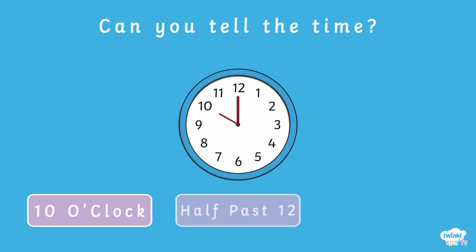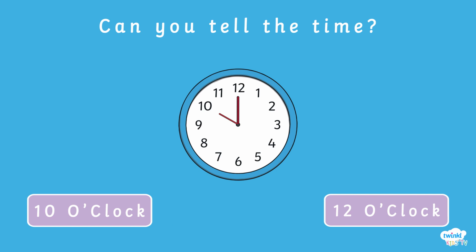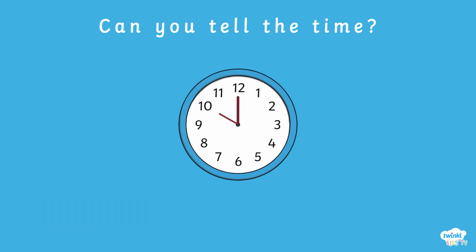What time is it now? Is it 10 o'clock, 12:30, or is it 12 o'clock? It's not 12:30. Hint. Look at where the minute hand is pointing. It's 10 o'clock. The big hand is pointing at 12, so we say o'clock and put it after the number that the small hand is pointing to, which is 10. That means it's 10 o'clock.